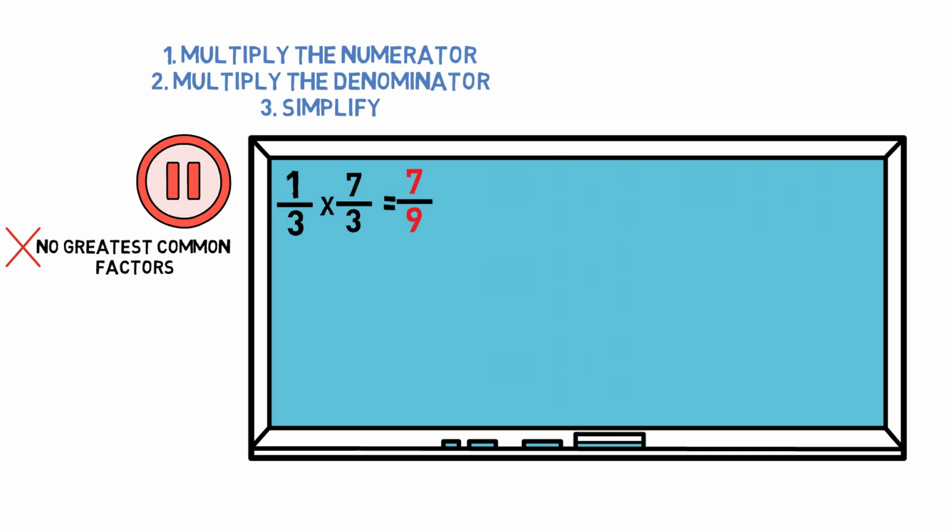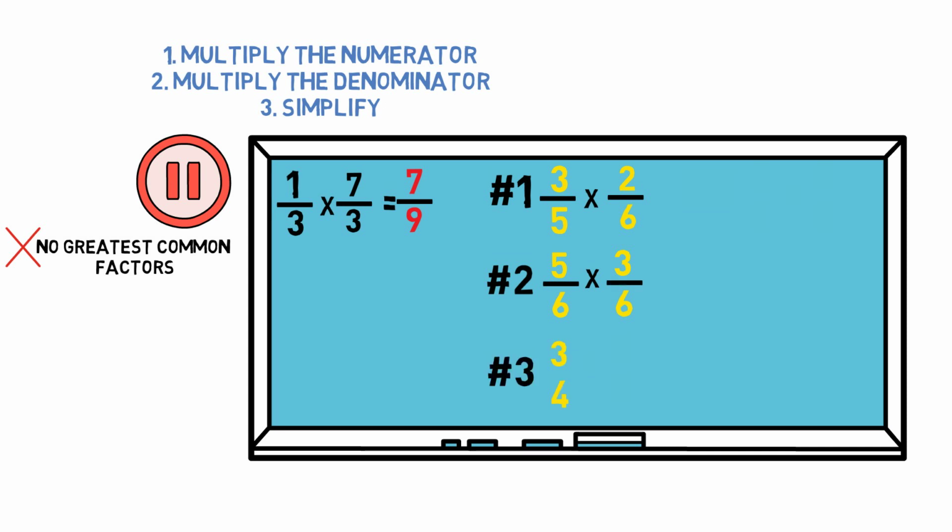Now I want you to try these examples on your own and check out my comment section for the answers. So number 1, 3/5 times 2/6. Number 2, 5/6 times 3/6. Number 3, 3/4 times 4/6. And number 4, 2/3 times 2/5.